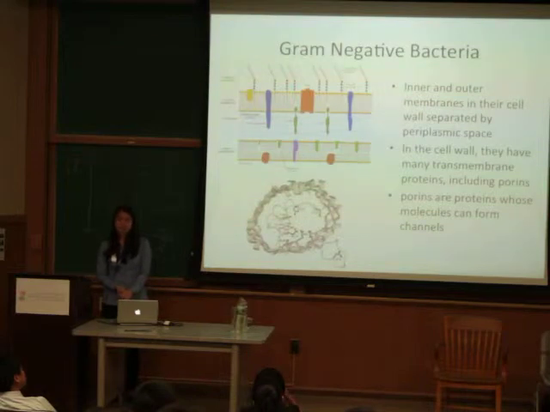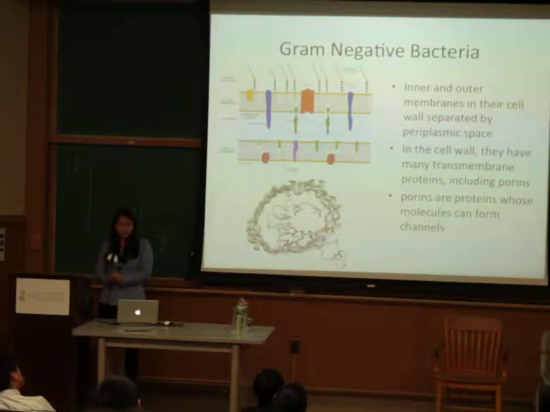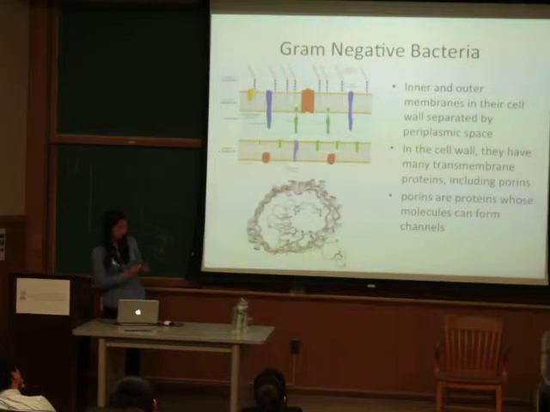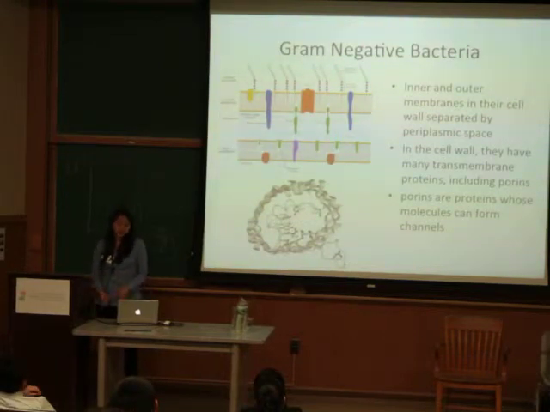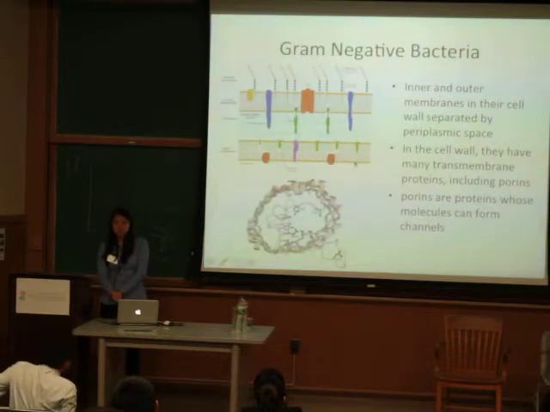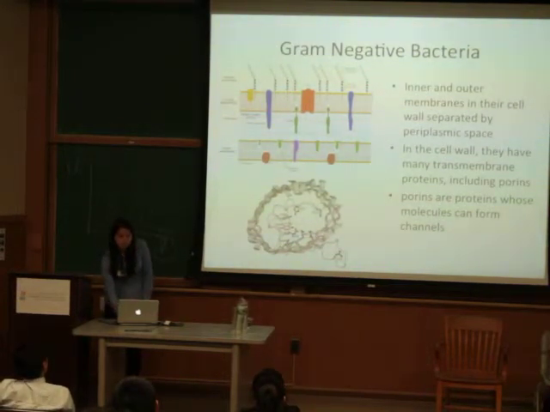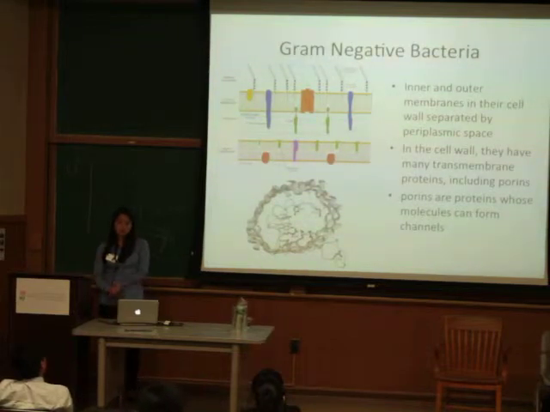Gram-negative bacteria have inner and outer cell wall, separated by periplasmic space and a thin layer of peptidoglycan. In their cell wall, they have different proteins, such as transmembrane proteins, which include porins, and that's shown here in orange. And then these are other proteins. So my project focuses mostly on porins. Porins are proteins whose molecules can form channels and allow hydrophilic molecules to pass through the membrane, which otherwise is hydrophobic. An important molecule is adenosine triphosphate, which is hydrophilic, and that's also known as ATP.